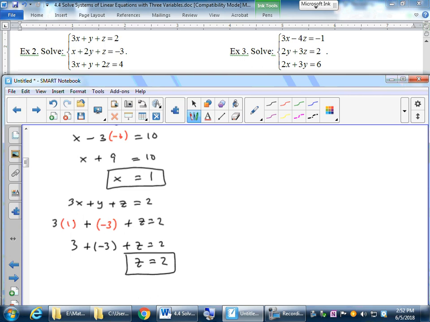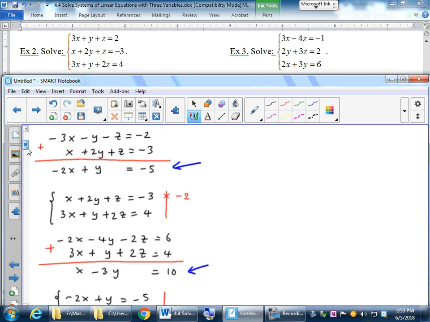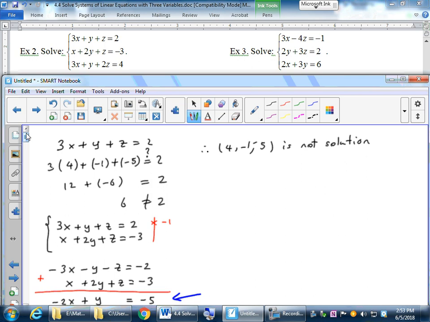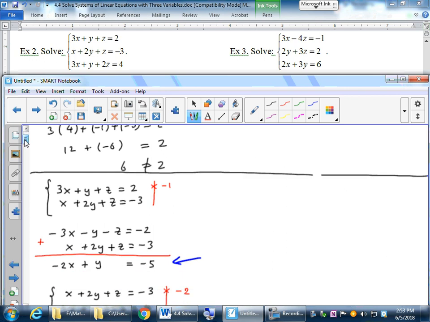So now I have all 3 values. You need to write your final answer as an ordered triple, which is going to be 1, negative 3, 2, and this will be my final answer for example 2. So notice that it is a long process, but it's something you can do very systematically. This type of problem is a full-blown process. This is the first example that requires you to do the full process.